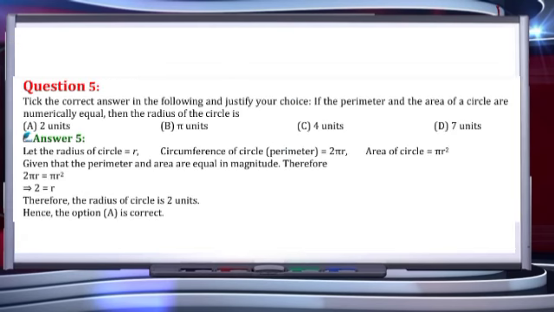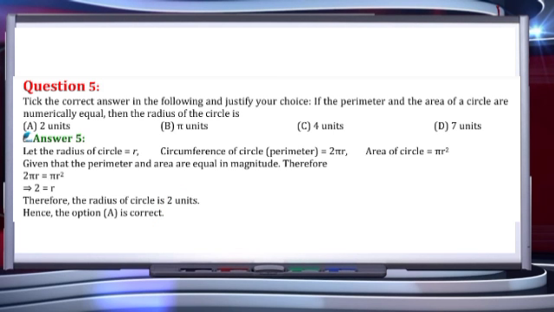Next, question number 5 is: choose the correct answer in the following and justify your choice. If the perimeter and area of the circle are numerically equal, then the radius of the circle is. So here pi r square is equal to 2 pi r. So we'll keep both the values equivalent. So 2 pi r is equal to pi r square. Pi will get cancelled, one r will get cancelled. So that means r becomes 2. So whenever the circle has the radius 2, its perimeter as well as area are numerically equal.